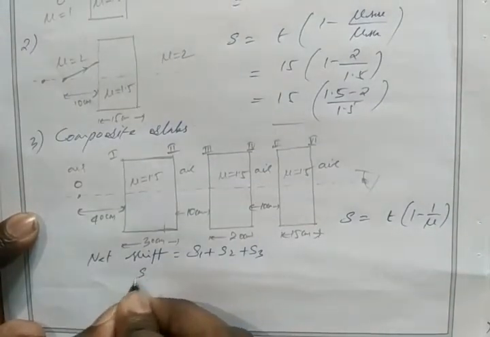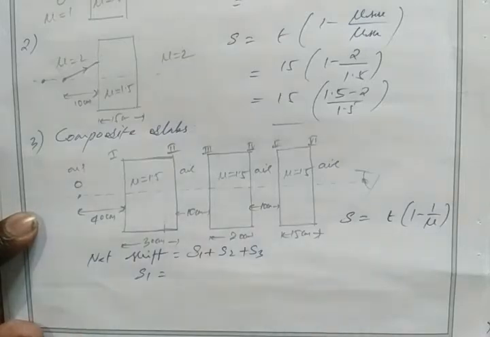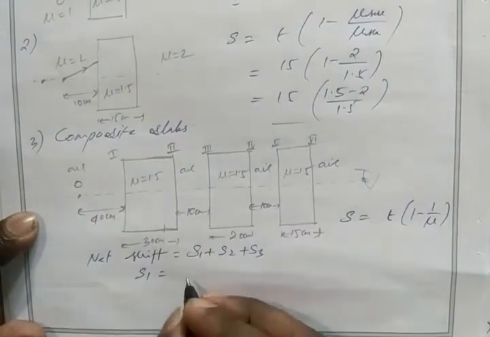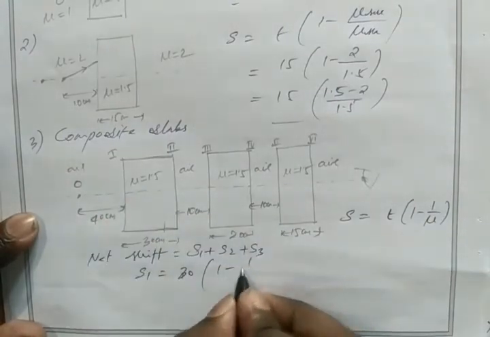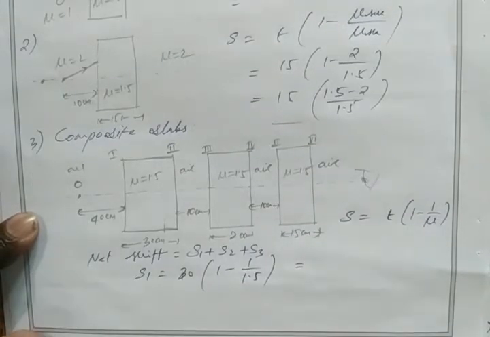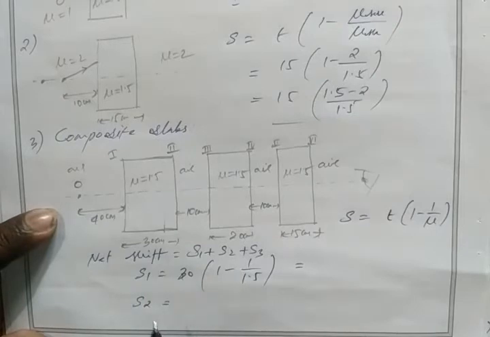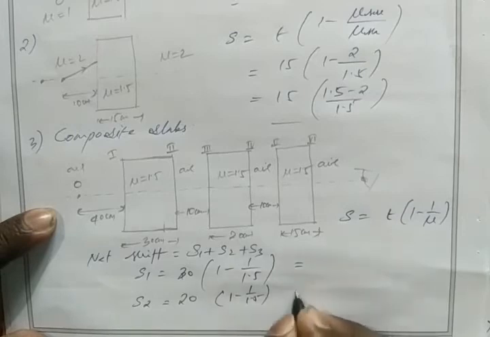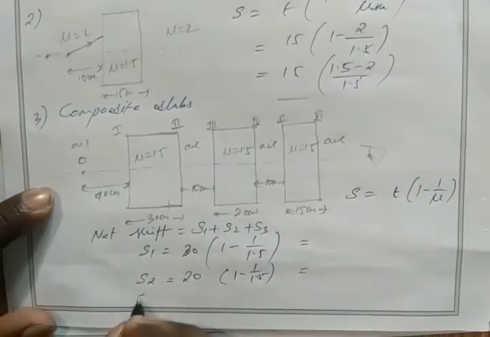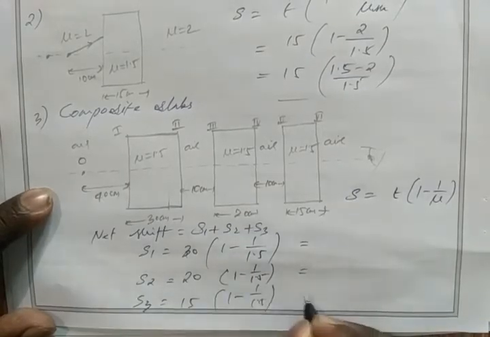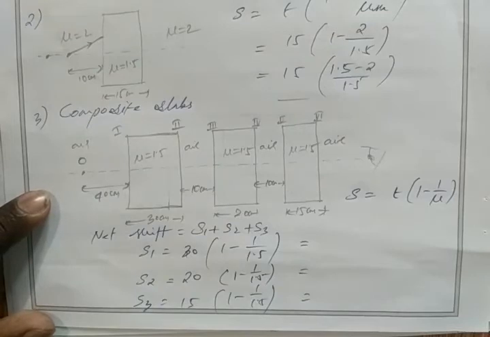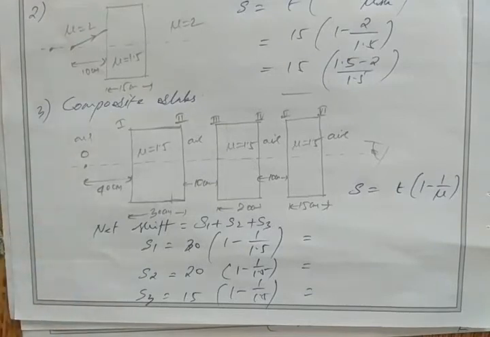Then for S1, T of 1 minus 1 by mu. The thickness of the first slab is 30 centimeter, and 1 minus 1 by mu, where mu is 1.5, so 1 by 1.5. This is our S1. Then S2: for the second slab, thickness is 20 centimeter, 1 minus 1 by 1.5. Then for S3: third slab thickness 15 centimeter, 1 minus 1 by 1.5. You will get the answers S1, S2, S3. Then if you add all three answers, you will get the final net lateral shift.